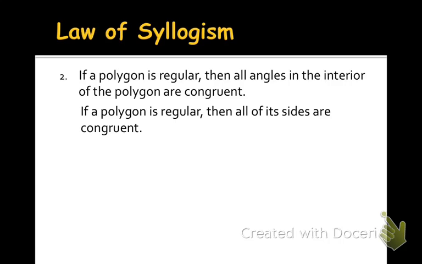And an example to take a look at this is, if a polygon is regular, then all angles in the interior of the polygon are congruent. That's already a statement in if-then form. A second statement, if a polygon is regular, then all of its sides are congruent.